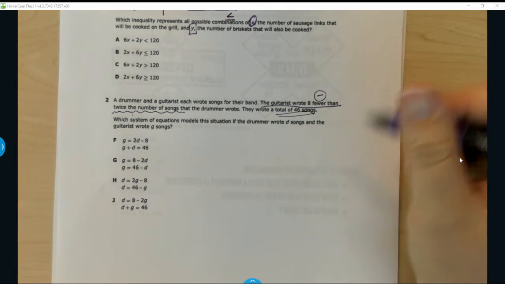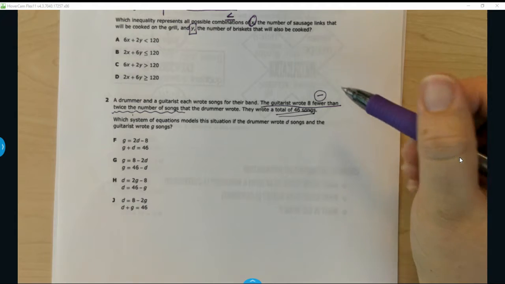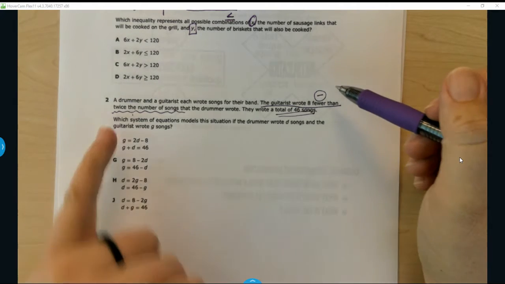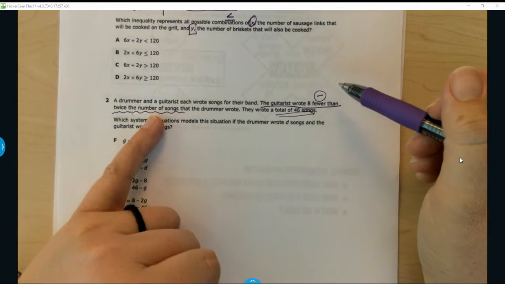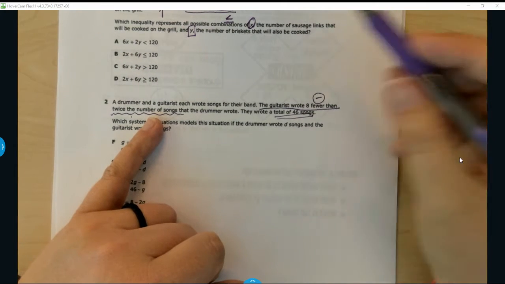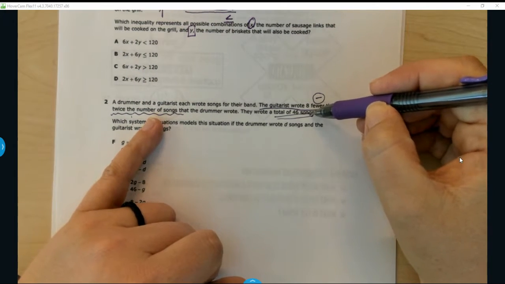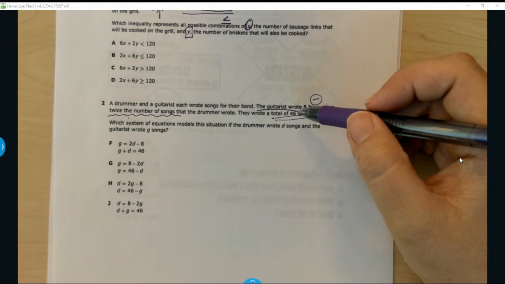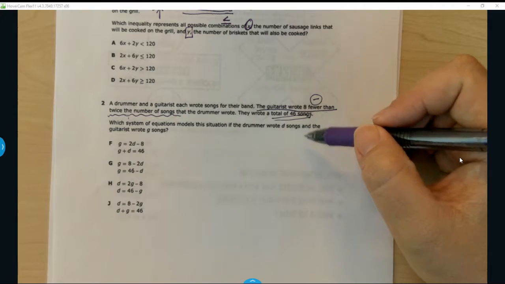So however many songs the guitarist wrote and however many songs the drummer wrote, that's going to total up to be 46 songs. So what you want to be thinking about is that this first sentence, the guitarist wrote 8 fewer than twice the number of songs the drummer wrote, that's going to be one equation. And then the other equation would be the fact that both of them together wrote the 46 songs. So using those 2 sentences, that's going to allow you to set up this system.